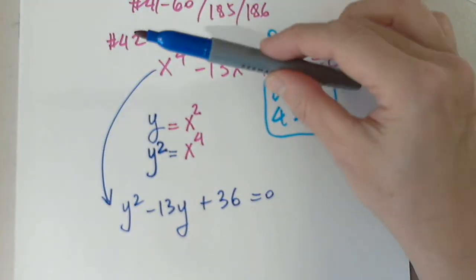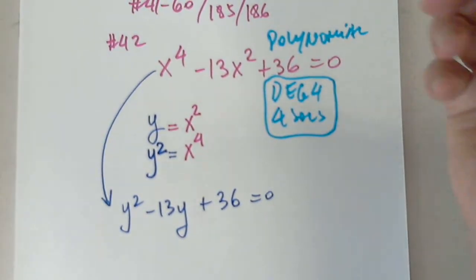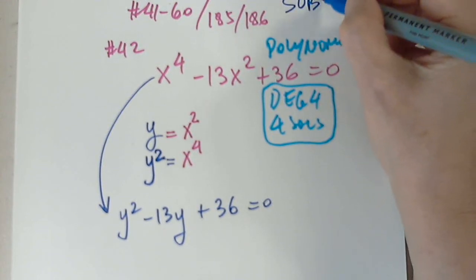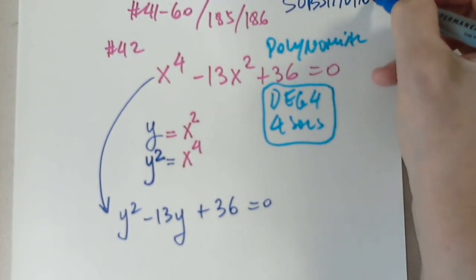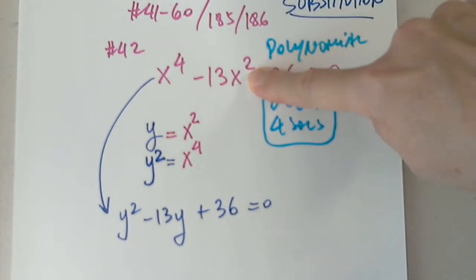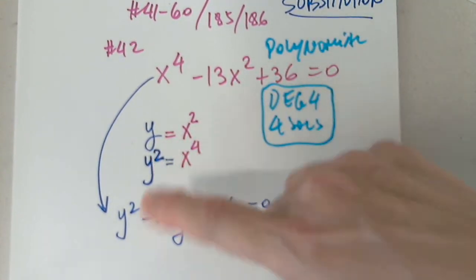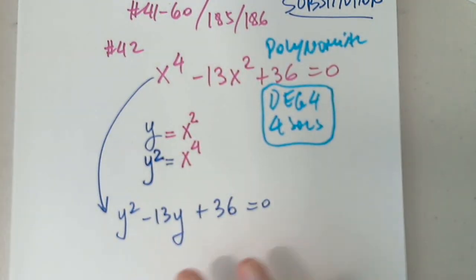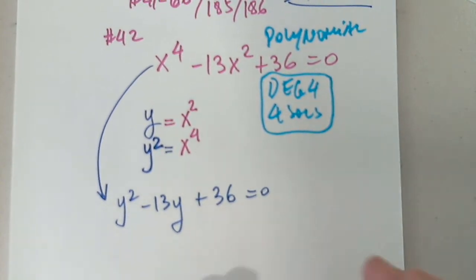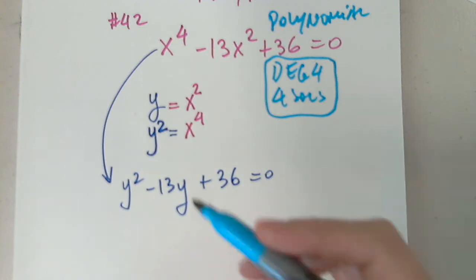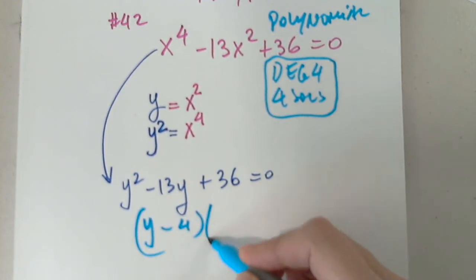You can also consider this a procedure called substitution. I am substituting x squared by y. Therefore, I have to substitute x to the 4th by y squared. I cannot have x and y in the same problem. Now, I know how to solve this. It's quadratic, and it's factorable. I need the blink. Y minus 4, y minus 9.